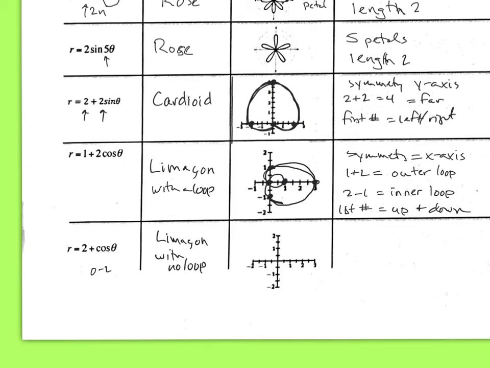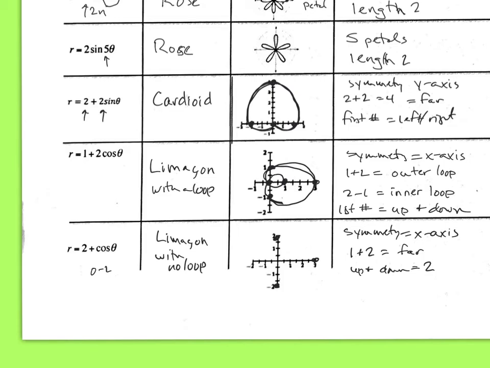And of course, this one is cosine, so it has symmetry with the x-axis. You're going to be asked about this symmetry. It happens a lot. Add up the two numbers, the coefficient out front, which is a 2, and the coefficient in front of the cosine. This is how long your far space is. We don't have an outer loop. Up and down is still your first number, which is a 2. So we know we're going to be 3 long, and up and down, we're going to be 2.